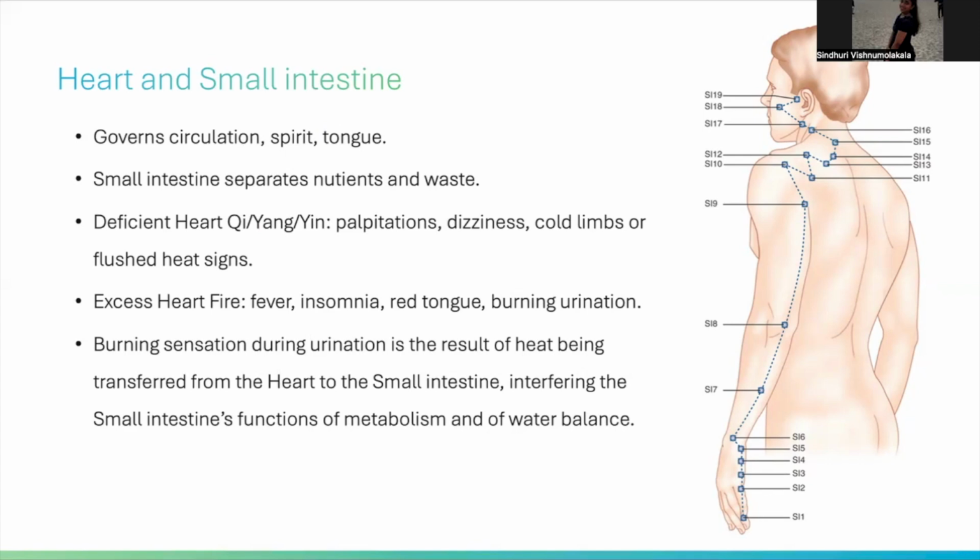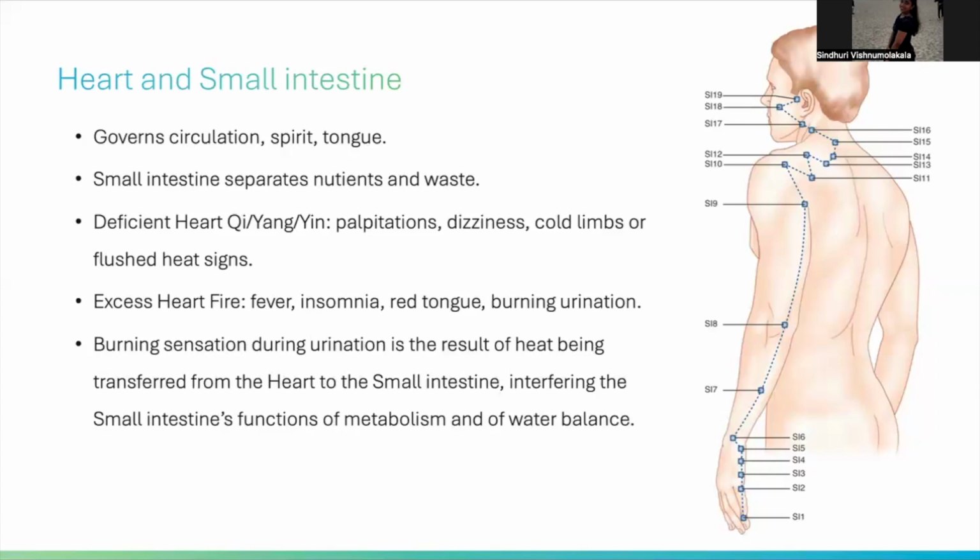The small intestine, as we discussed earlier, separates nutrients and waste from the food that is received from the stomach. And the nutrients that are received are sent into the bloodstream for our energy, and the waste is sent downward into the large intestine where it is converted into waste or stool.